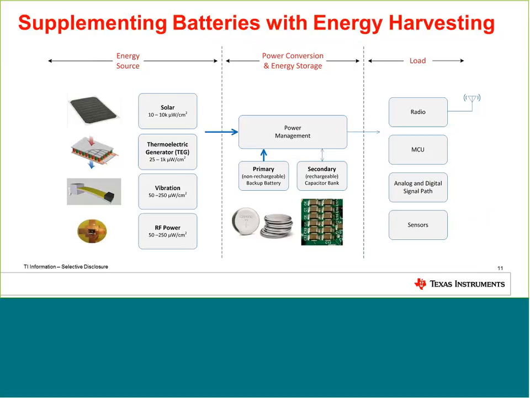So how are we going to do that? We can see here that there are different energy sources that can be used. One is solar panels, that's mostly used. We can have 10 to 10 kilo microwatts per centimeter square, and that depends on the type of the solar panel that we are using. Then there are thermoelectric generators, there is vibration, and there is also RF power harvesting. So all that will come as a supplementary energy source to the power management circuit.